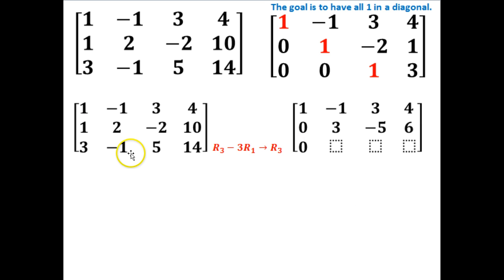That worked out really nice for us. And then -1 minus 3 times -1. 3 times -1 would be a positive 3. So -1 plus 3 will give me 2.